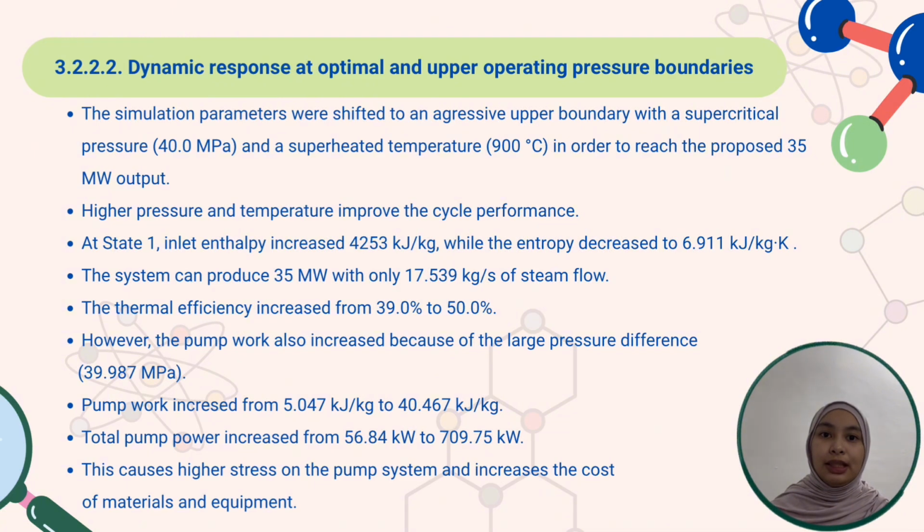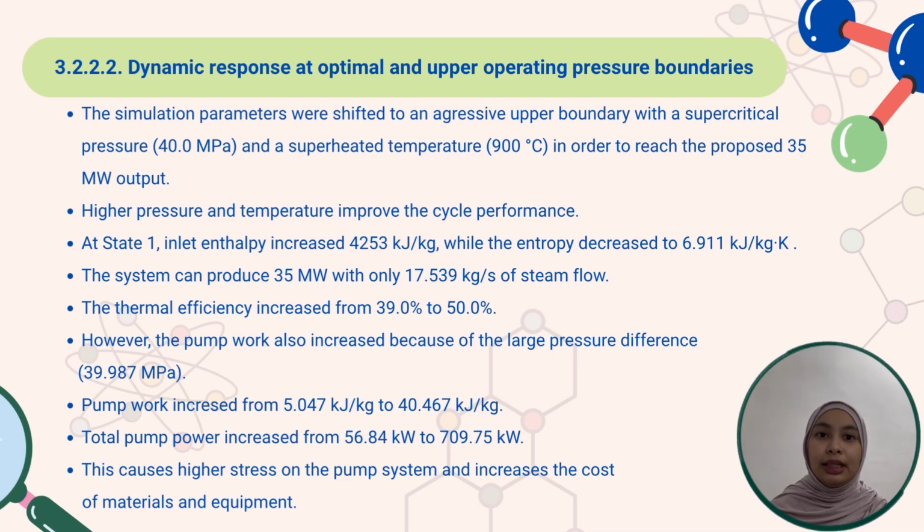boundaries. For this phase, simulation parameters were shifted to an aggressive upper boundary featuring a supercritical pressure of 40 megapascals and a superheated temperature of 900 degrees Celsius, aiming for a proposed 35 megawatt output. These higher pressures and temperatures massively improve cycle performance.